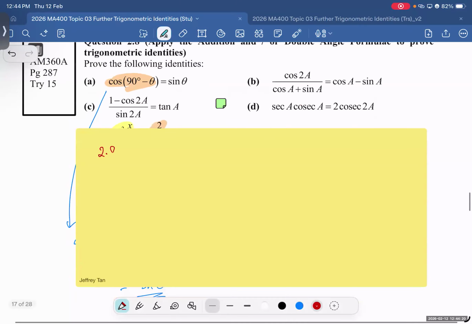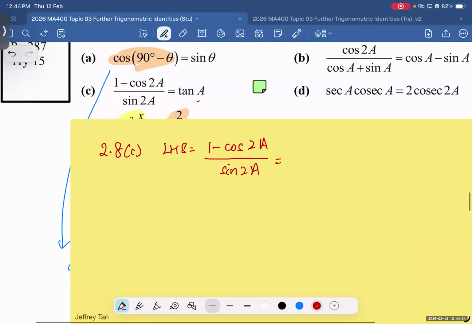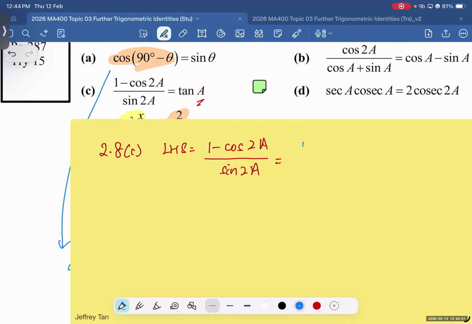2.8C. I start from the left hand side as well because I like to start from the more complicated side. It's easier to go from a double angle to single angle. Looking at my endpoint, this is a single angle. So what do I do? When there's a 1, usually I want to carry on the 1. So I change 1 to 1 minus 2 sine square A. The bottom, I change it to 2 sine A cos A.